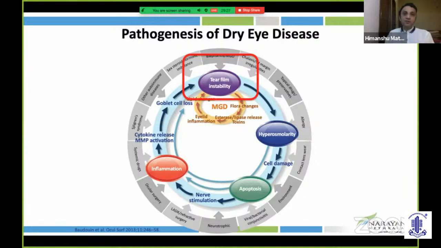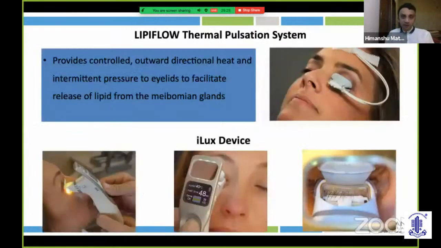Coming to the next part, which is tear film instability, a very important chunk of dry eye which we deal with, and that's the evaporative part of dry eye. There has been a lot of improvement in the treatment here, especially thermal pulsation, like LipiFlow and iLux devices, and many such devices in the market, which help us treat MGD more efficiently now.